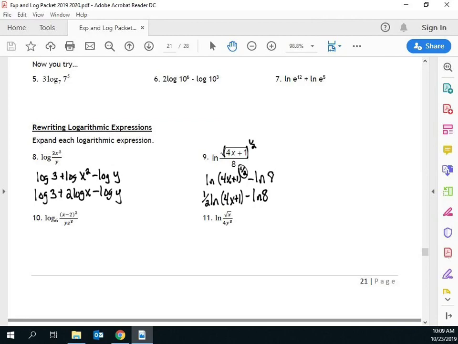Same is true for number 10. Okay? Same is true for number 10. However, this one's just a little bit easier because it shows that it's squared. So keep it all together. So log base 6 of x minus 2 squared. Now this gets interesting because now it's going to be minus log of y. Here's the problem.